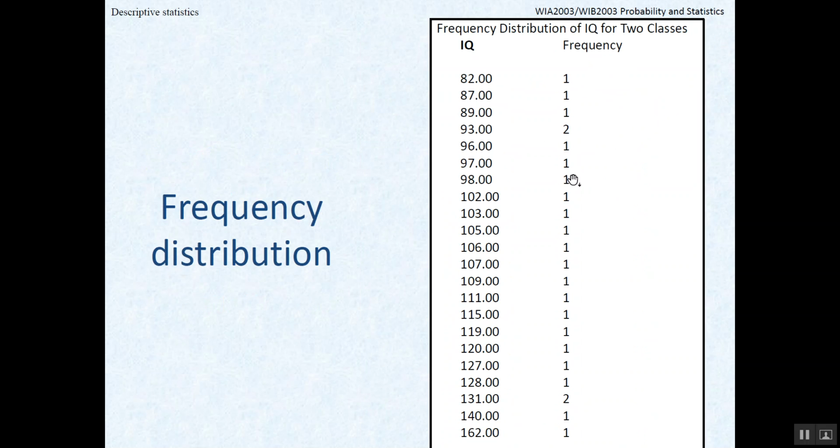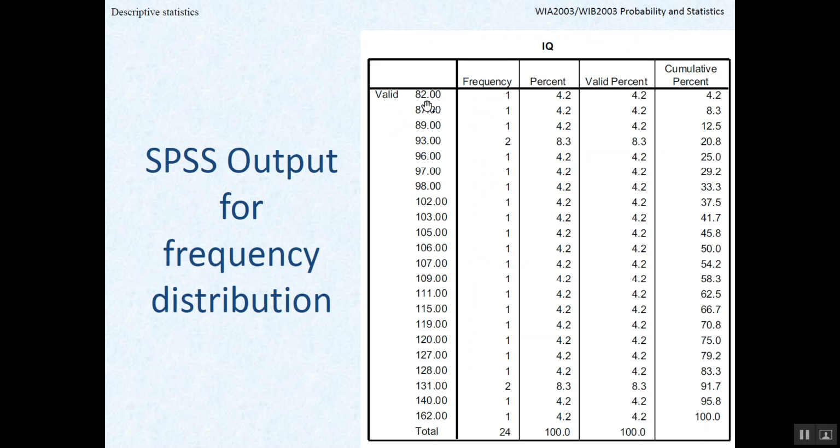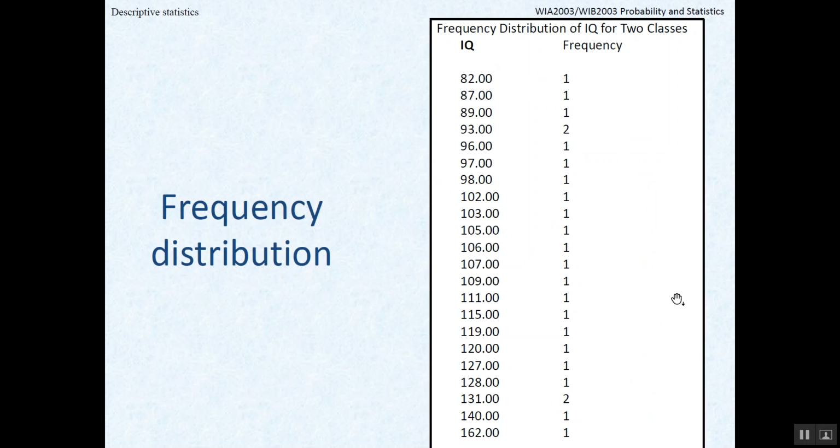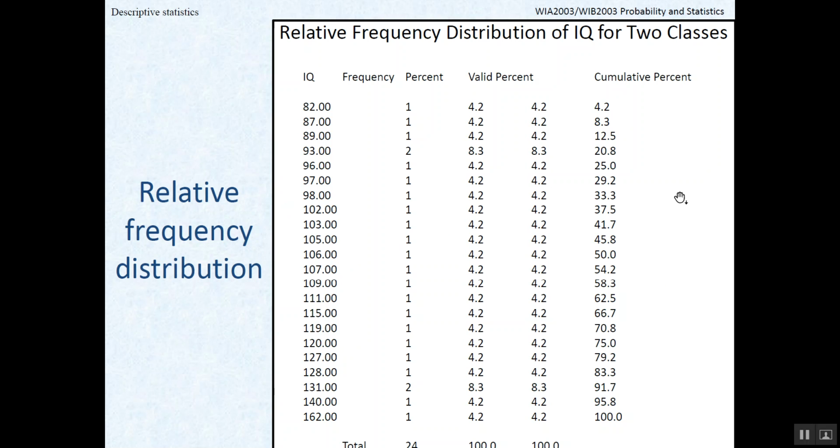So this was the frequency distribution, right? This is similar to what you saw here. I'm just picking it out for you to see. Okay, this is the frequency, so the total is 24. And the relative frequency distribution is when you have the cumulative percentage included here, so you accumulate to the total of 100%.